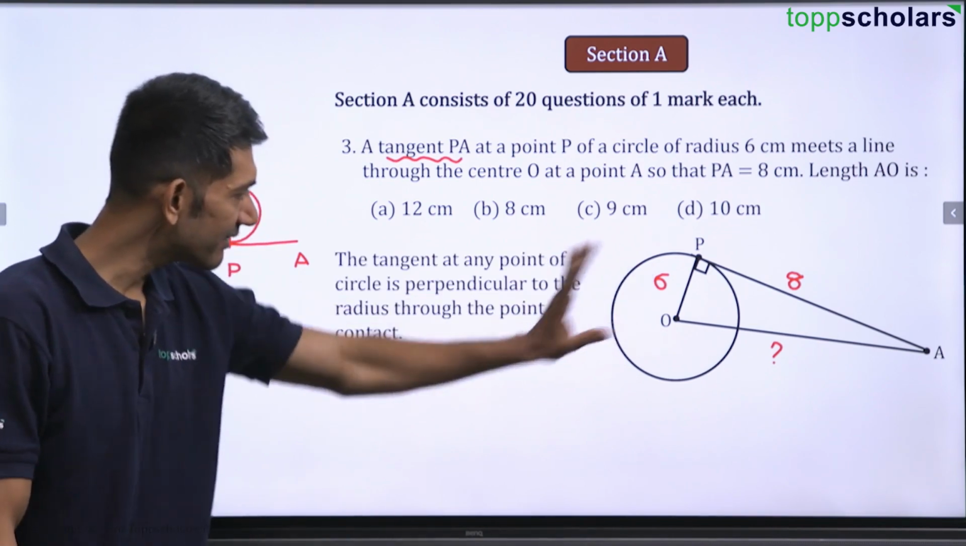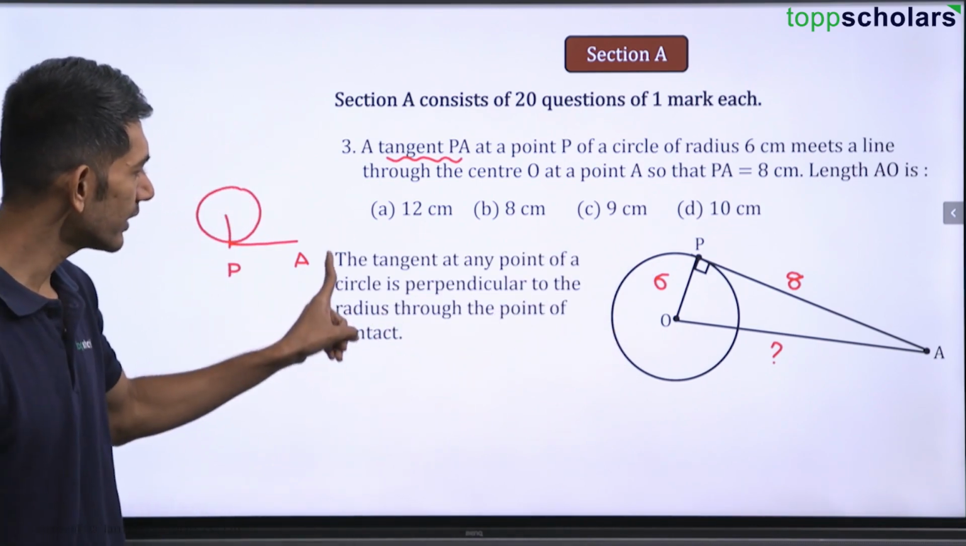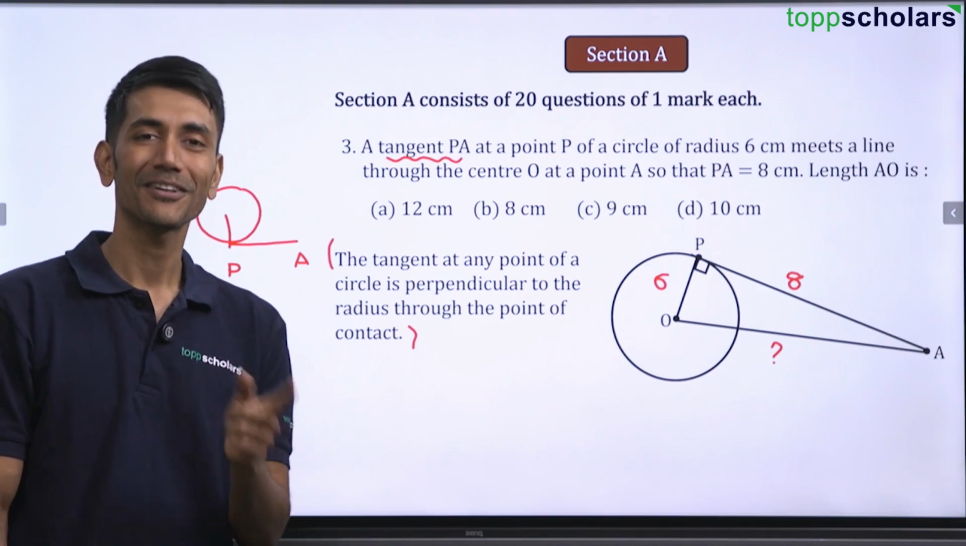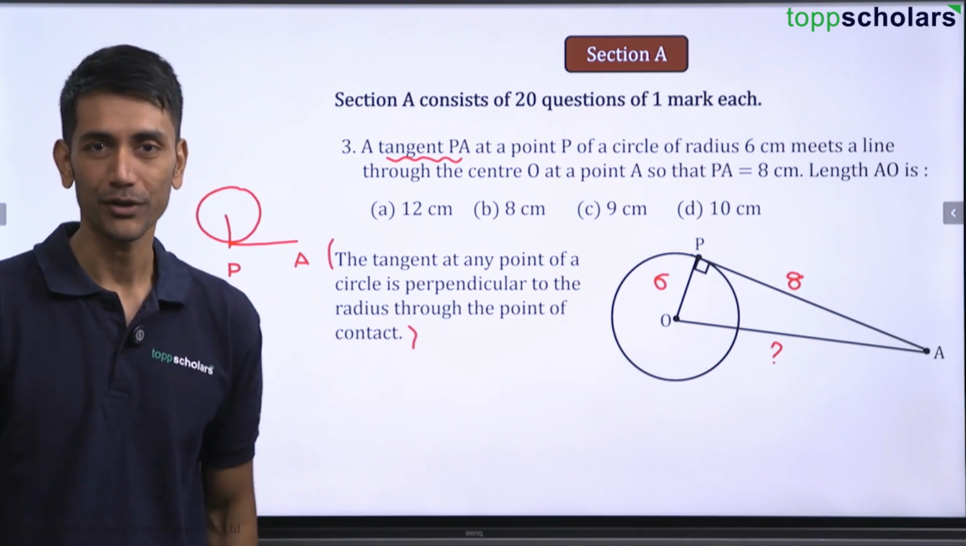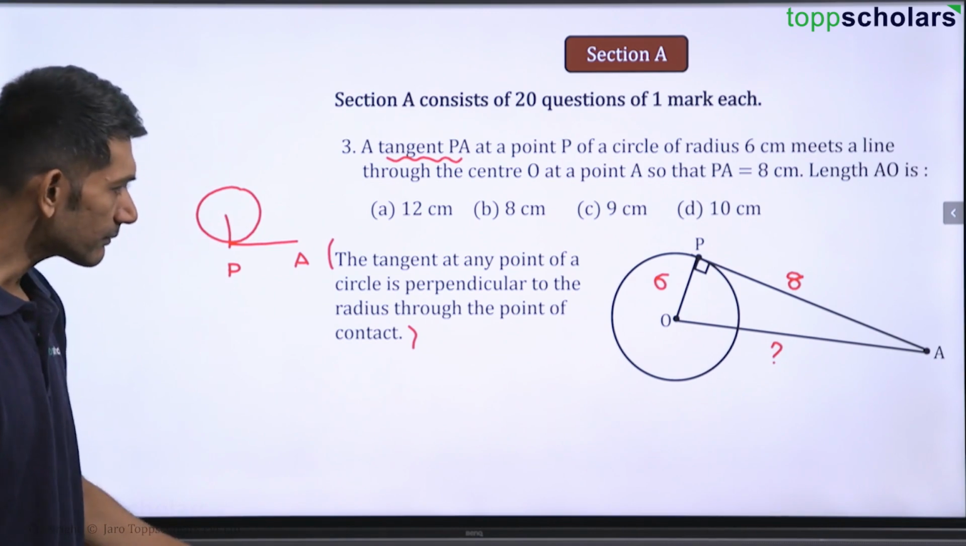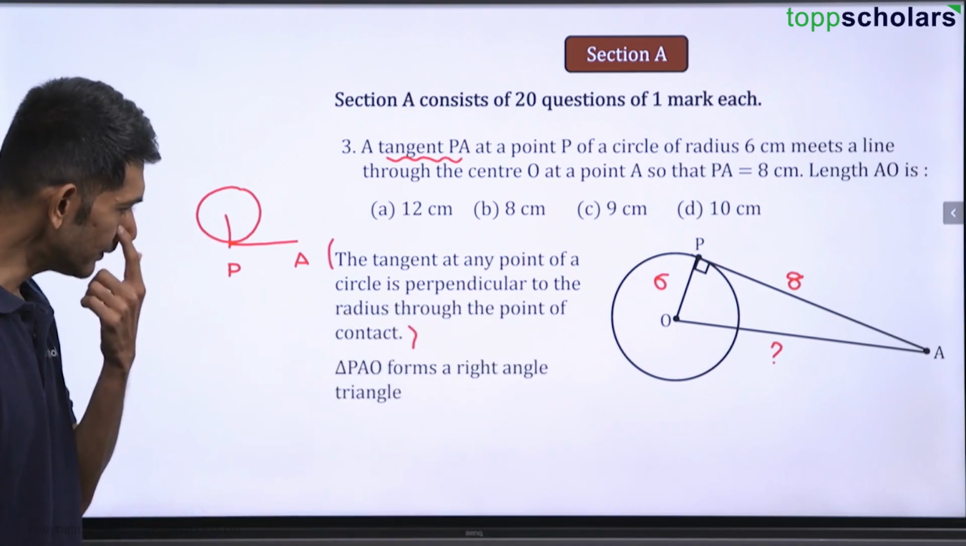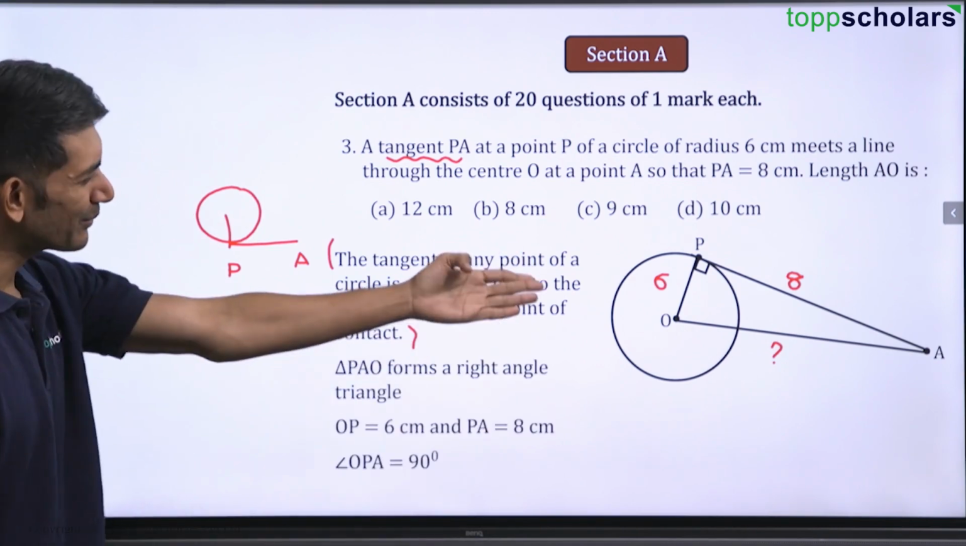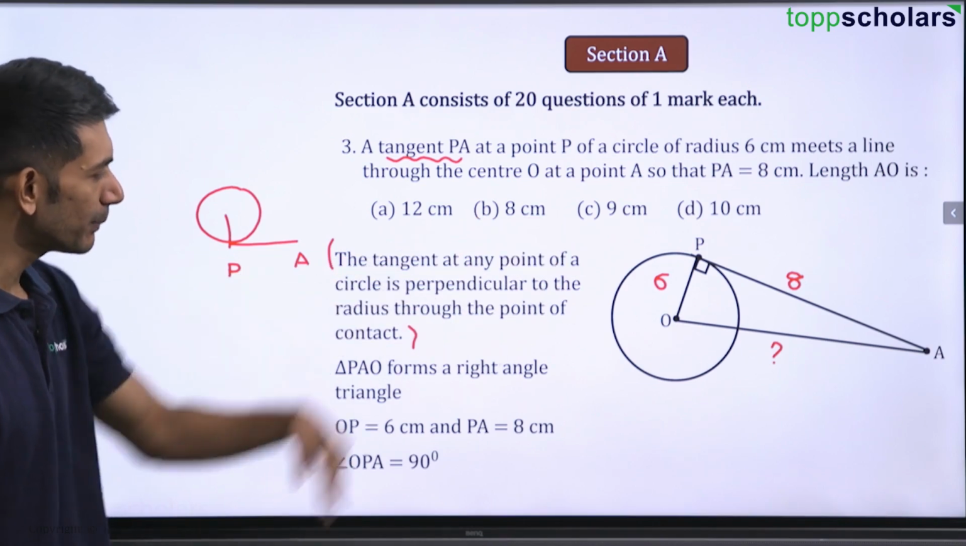And once I get this is a right angle triangle, you need to write down the reason as well. Tangent at any point in the circle is perpendicular to the radius at the point of contact. Correct? Okay. Apply Pythagoras theorem there. So once you apply Pythagoras theorem, you can do this orally also. Come on, you know the triplets there.